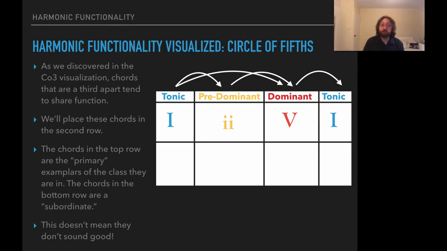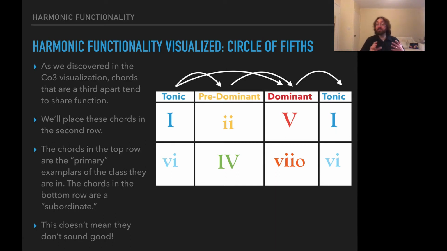As we discovered in the circle of thirds visualization, chords that are a third apart tend to share the same function. So what we're going to do is place those shared function chords in the second row. The chords in the top row are the primary exemplars of the class of chord, and the chords in the bottom row are subordinate. So 1 is, in this system, the tonic chord. Meanwhile, 6 is a good substitute for it. Same thing with predominant. 2 is the one to use, and 4 is a good substitute. In dominant, 5 is the big one, 7 is the substitute.